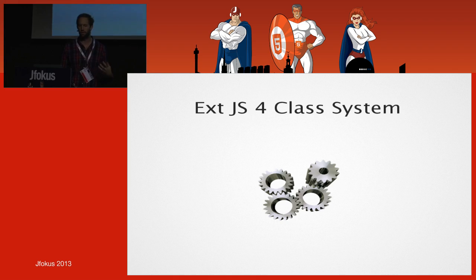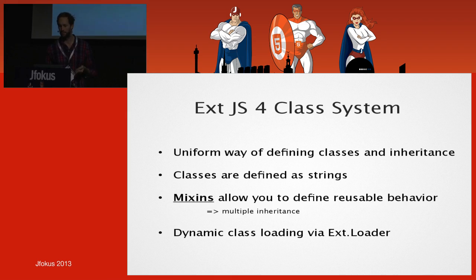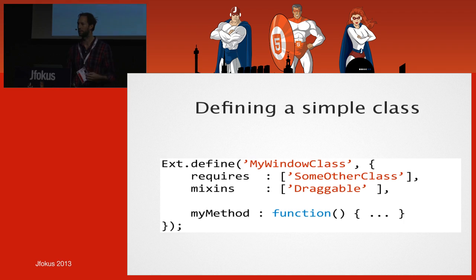What powers all this is called the Ext JS class system, which is something that they invented in Ext JS version 4. And it gives you a uniform way of dealing with classes and inheritance, which you really want if you come from a more classic C# or Java background. You're used to this kind of stuff. You define classes as strings. You can use mix-ins to mix in behavior into a class, which gives you sort of a multiple inheritance mechanism. You can also use dynamic class loading, like John Wilander talked about yesterday. They have an Ext loader for you that helps you load classes on demand.